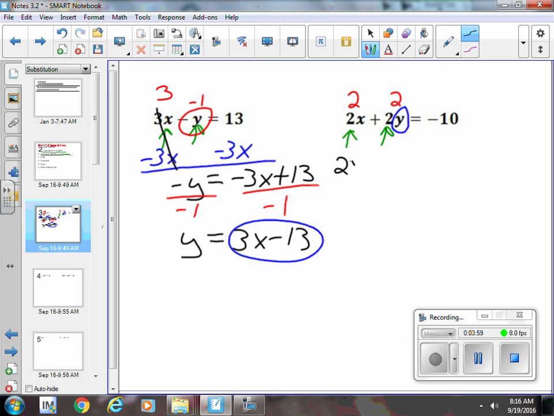So I've got 2x comes down, plus 2 comes down. Instead of y, I'm writing the expression 3x minus 13. I'm going to include that in parentheses. Minus 13 equals -10. Okay. So now this new equation that I've just written only has one variable. It only has x in it. There are no y's. So we know how to solve this.